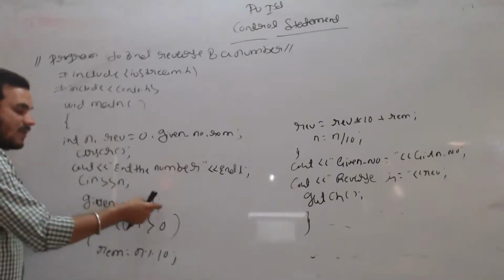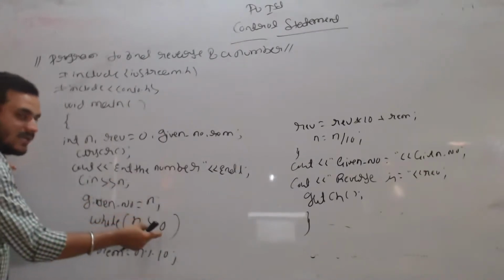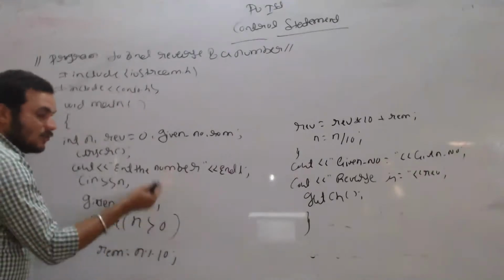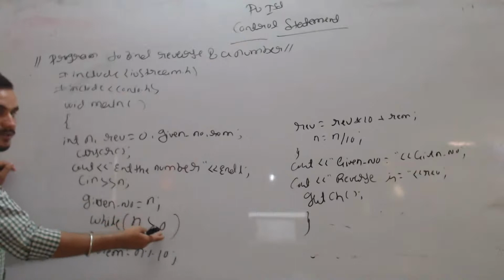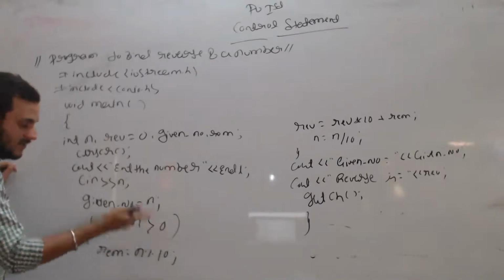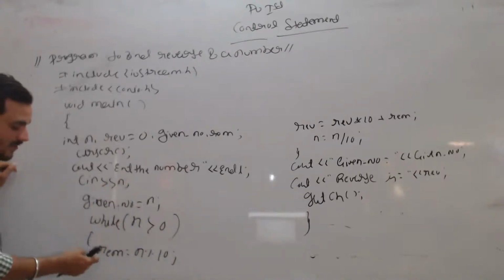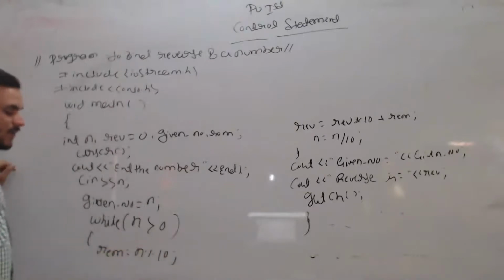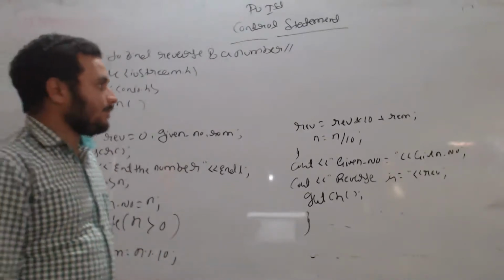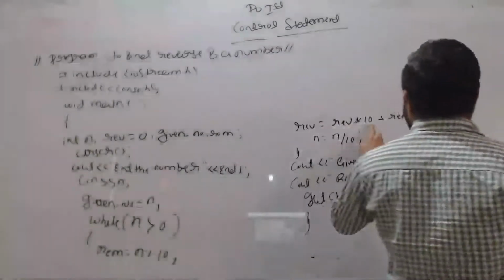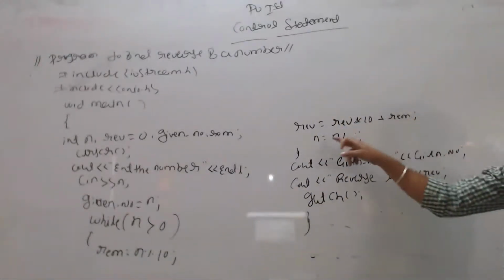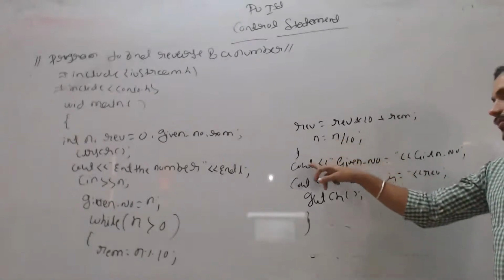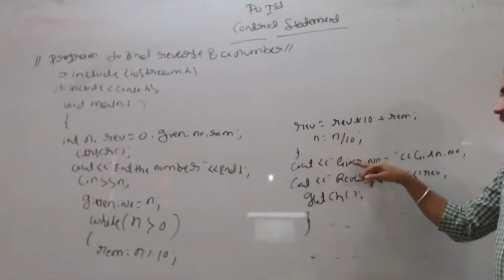The number I give should be number. While checking the condition, n greater than 0. The number given should be greater than 0. So checking the condition, remainder is n percent 10. Then reverse is equal to reverse into 10 plus remainder. So n is equal to n by 10. Closing the brace. cout given number.